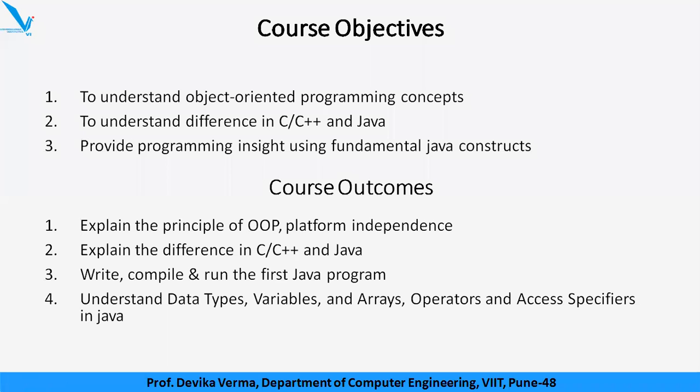But I'd like to revisit the course objectives. So our objective of this subject is to understand the object-oriented programming principles. Okay, we are going to study the difference. So in today's class, I'm going to talk about the difference between C, C++, and how it is different from Java programming.